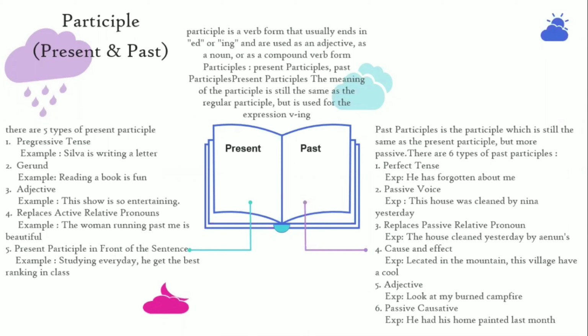4. Cause and effect. Example, located in the mountain, this village has a pool. 5. Adjective. Example, look at my burnt campfire. 6. Passive causative. Example, he had his home painted last month.